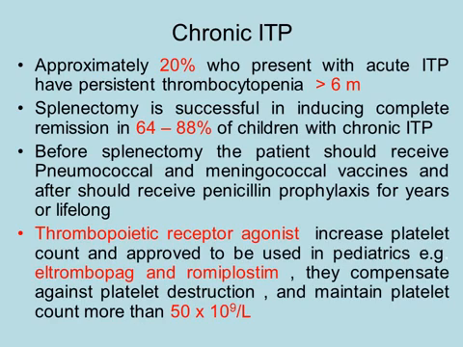Splenectomy here is successful in inducing complete remission in 64 to 88% of children with chronic ITP. Before splenectomy, the patient should receive a pneumococcal and meningococcal vaccine, and after that should be given prophylactic penicillin for years or for life.